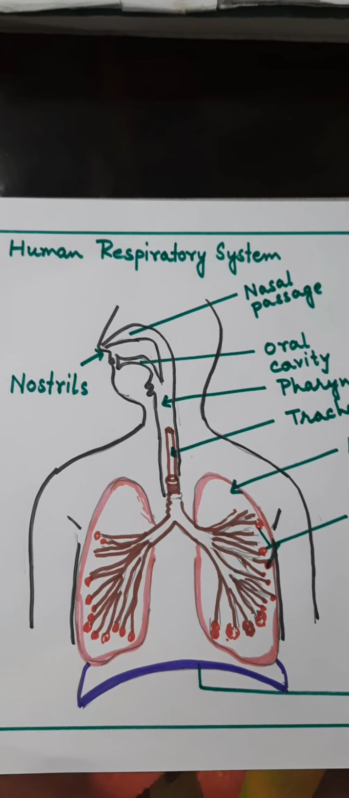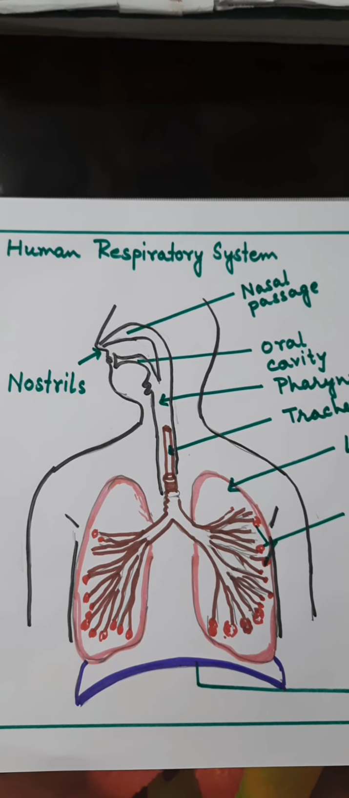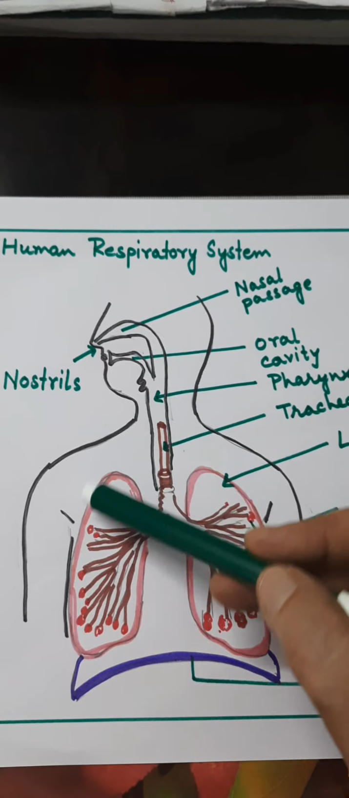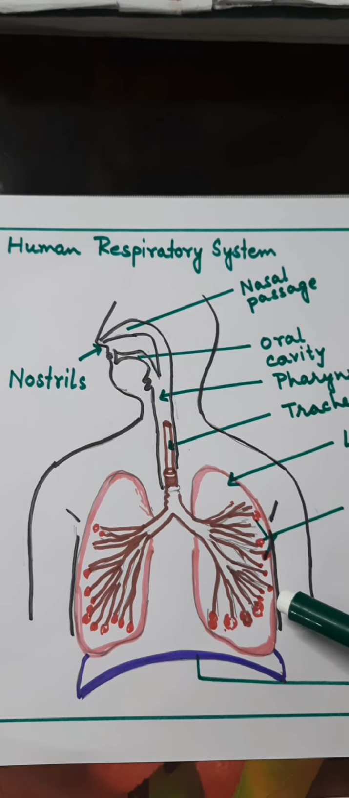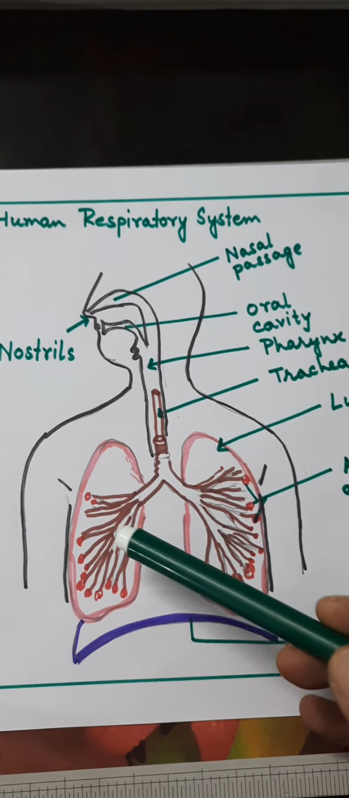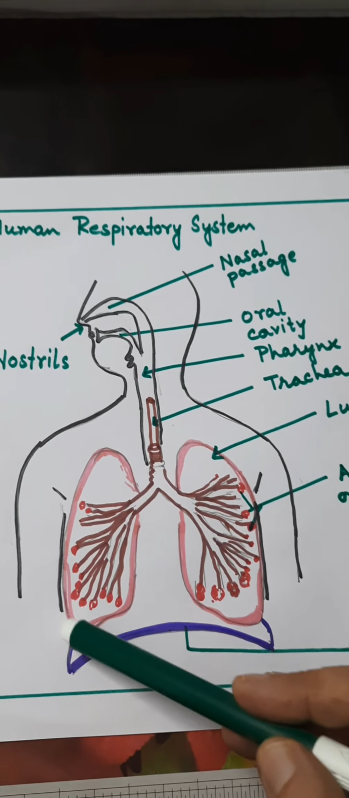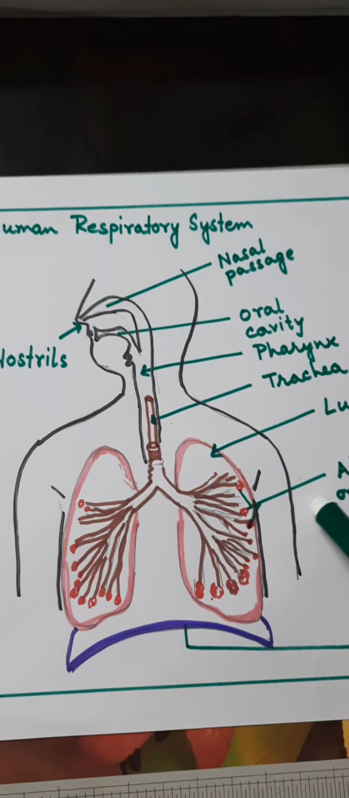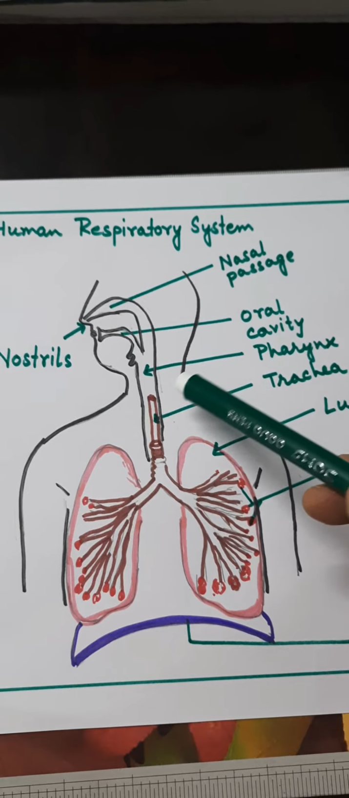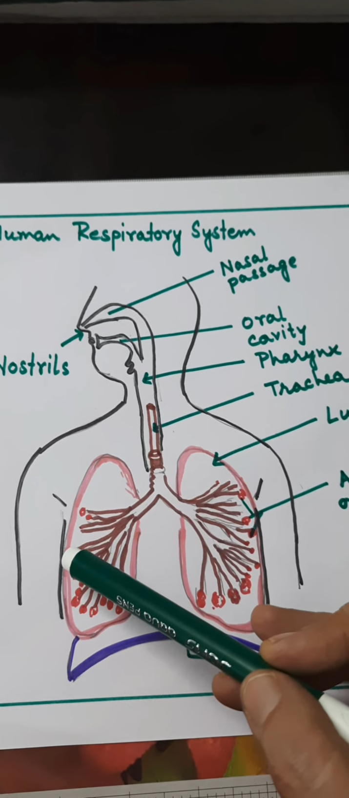So today we are going to discuss the human respiratory system. Here I show you the diagram of the human respiratory system. Our respiratory organ is the lungs. Here you see this is the right lung and this is the left lung. Right? There are associated respiratory organs.